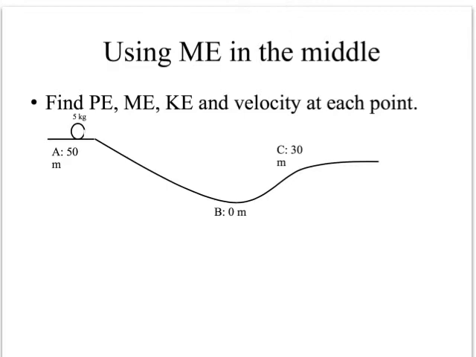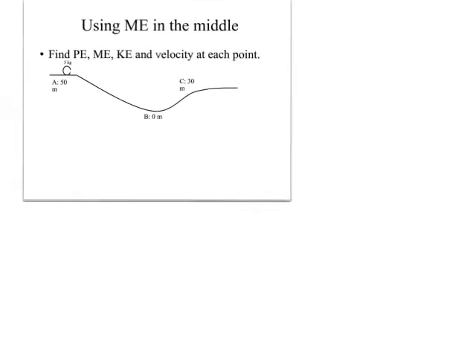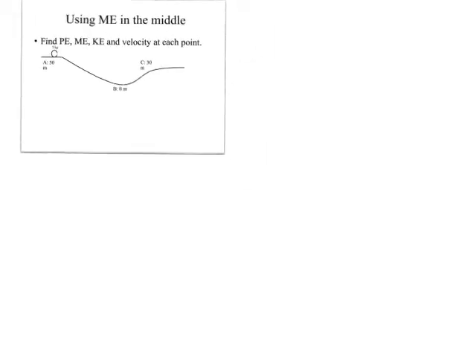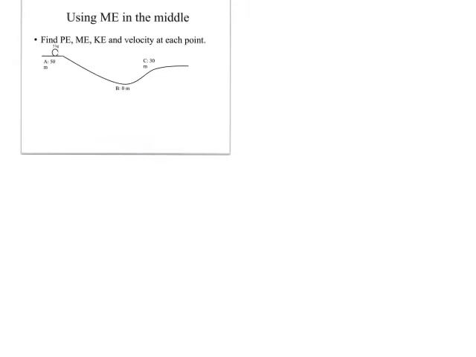So this is going to start out as a review, because typically you need to either be given enough information to find potential energy at the top or to find kinetic energy at the bottom to get your total ME. So we're going to find PE, ME, and KE at every point on this little ramp that our ball is going to go on. So we're going to do it first for point A.